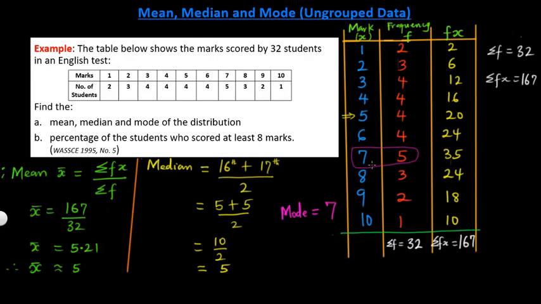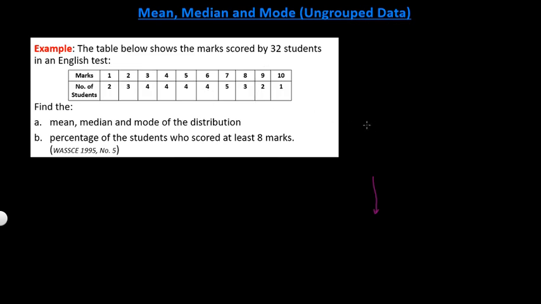The mark here, this is where we have 8. So 8 downward: 3, 2, 1. That's 6. That's the total number of students who scored at least 8 marks. So the number of students with at least 8 marks equals 6.